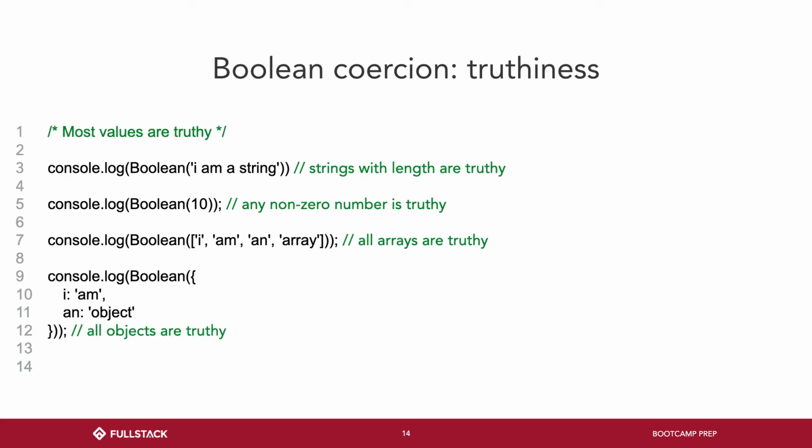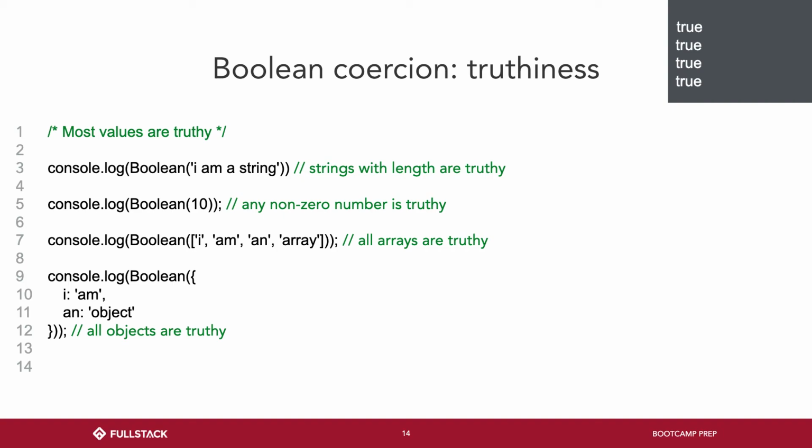Most values are truthy. As you can see, this string, "I am a string", strings with length are truthy, right? So you get true. Boolean 10, any non-zero number is truthy, so you get true. This is an array. We'll talk about this on Wednesday. An array of any length, including length 0, is truthy, okay?